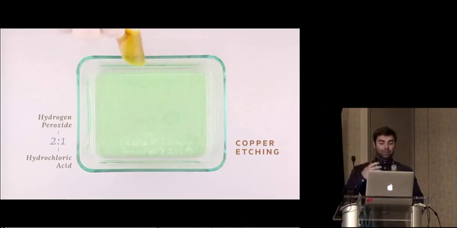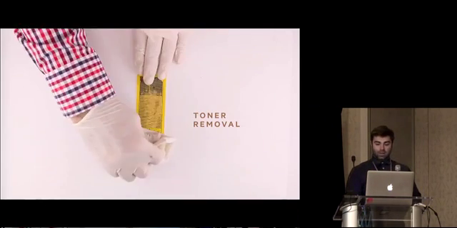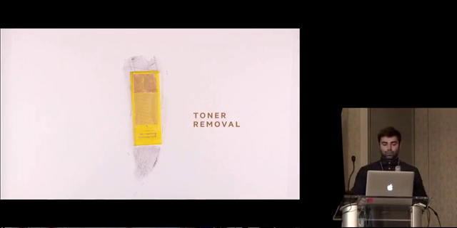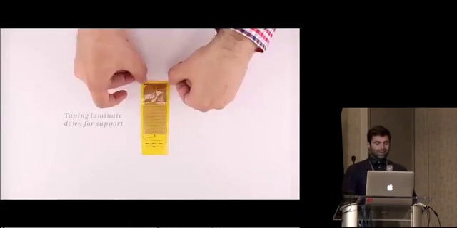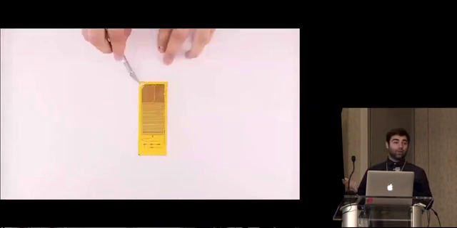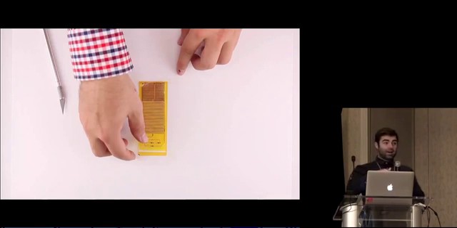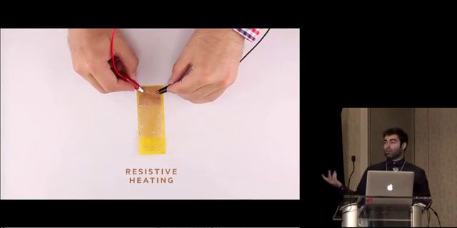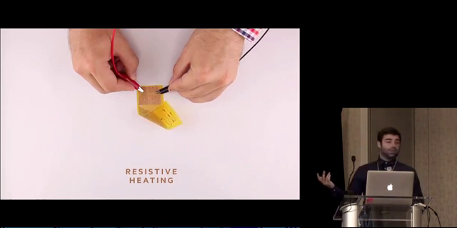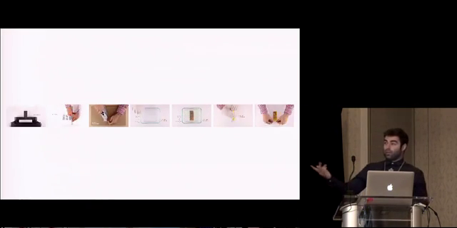Basically you just etch anything away that is not protected by the toner, so you get this negative image. And then, yeah, you remove the toner. That's actually an optional step. It just looks nicer. And then you tape down the laminate, and then you apply the ultra-high molecular weight polyethylene, PE. And the nice thing is those things come in adhesive-backed foil, so you really just peel the backing off and put it on there. And then that's it. You apply current, and you actually have a transformative, flexible circuit in some ways. So those are the steps.